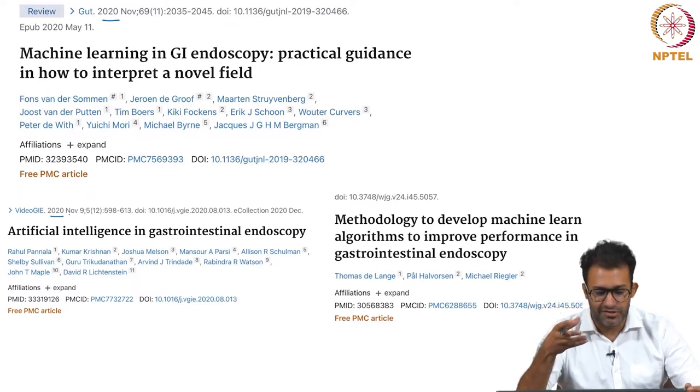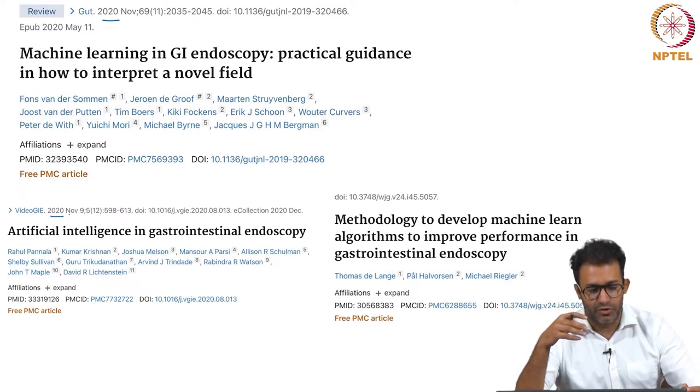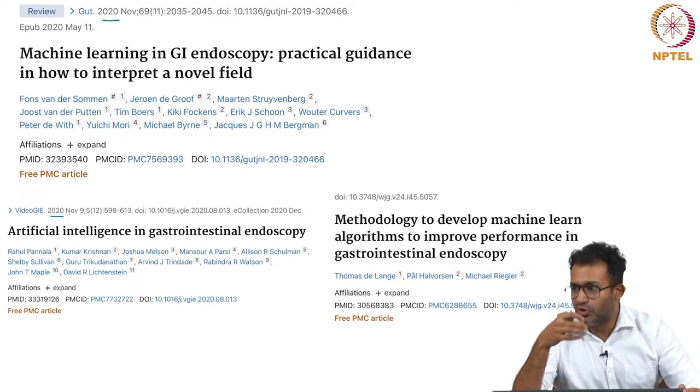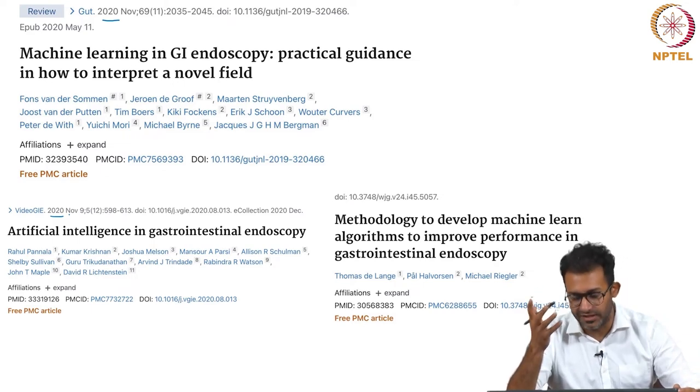These are all clinical journals. These are not technical journals, which talk about machine learning in GI endoscopy. GI is gastrointestinal endoscopy, and how endoscopists are using machine learning and deep learning to understand these concepts.